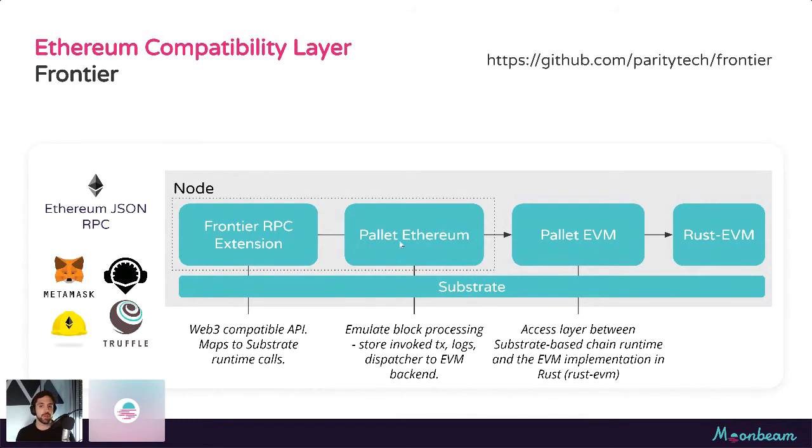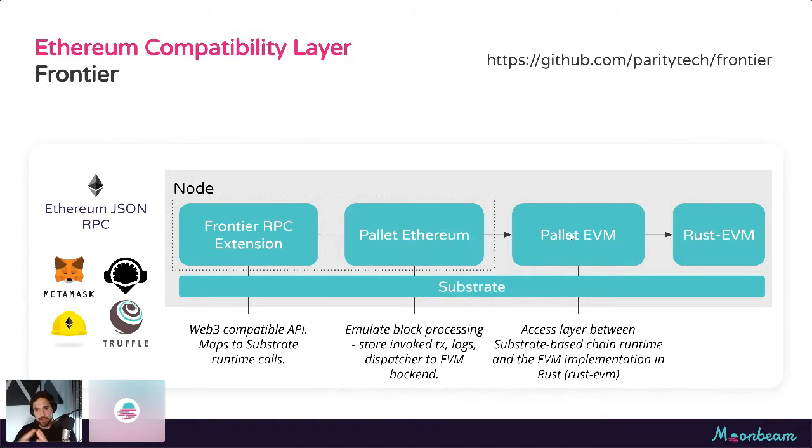Frontier, the RPC extension, works together with the Pallet Ethereum, and the Pallet Ethereum emulates block processing and logs, and dispatches everything to the EVM backend. Pallet Ethereum is also very important because it does all the signature checking and so on. And once everything is checked, it is moved forward to the Pallet EVM, which is basically an access layer or another middleman between the Substrate-based chain runtime and the EVM implementation that we have in Rust, right? So it's a way to prepare everything to invoke the EVM and then calculate the state transition in the EVM. All right.